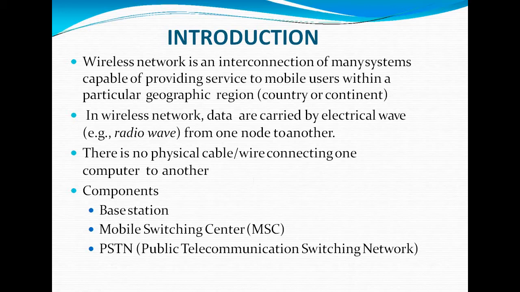Here, a wireless network is an interconnection of many systems capable of providing service to mobile users within a particular geographical region, or you can say a country or a continent. So wireless network means data is carried by electrical waves, or you can say radio waves, from one node to another node. So there is no physical cable or wire connecting one computer to another.